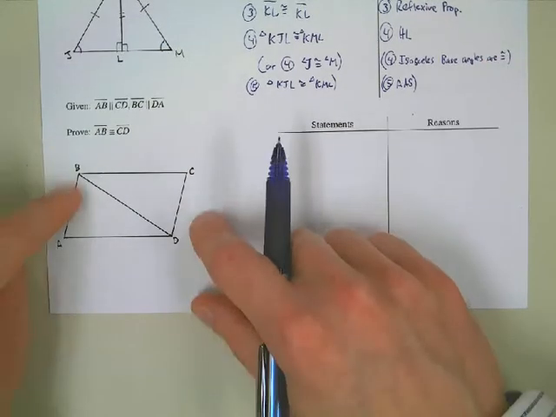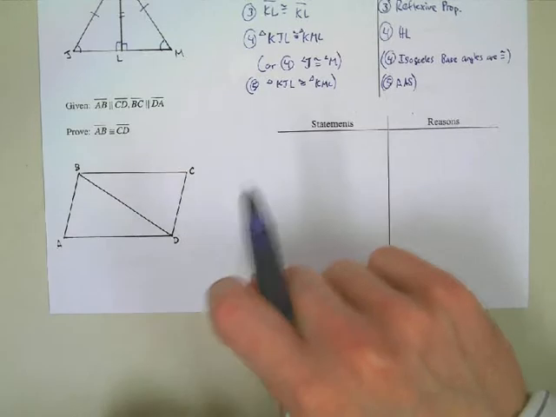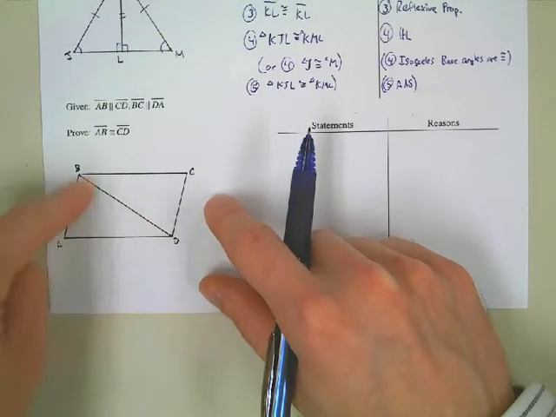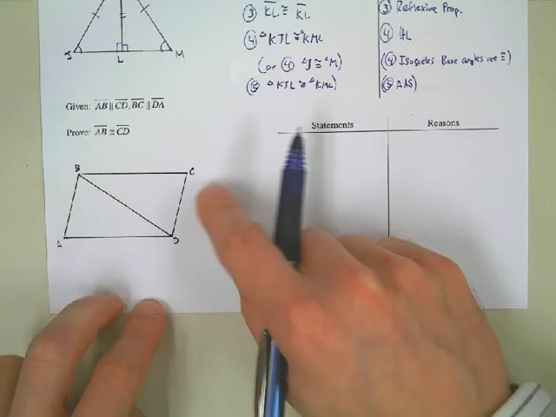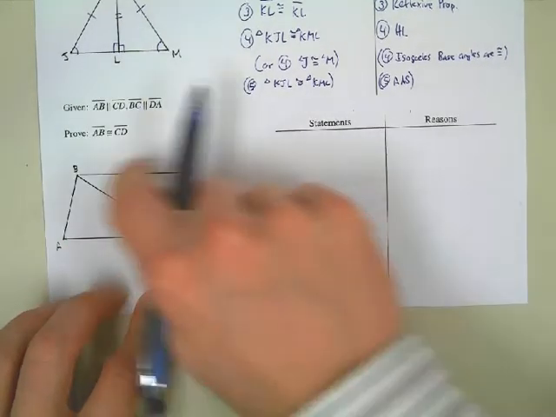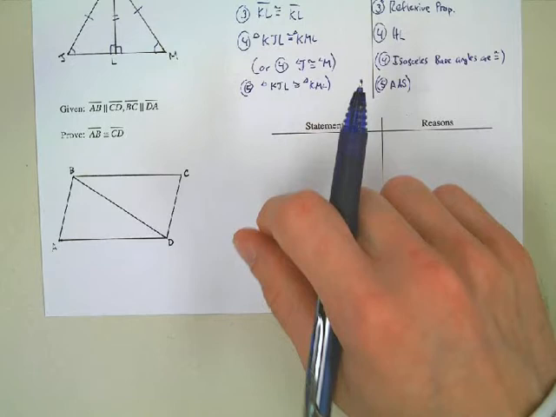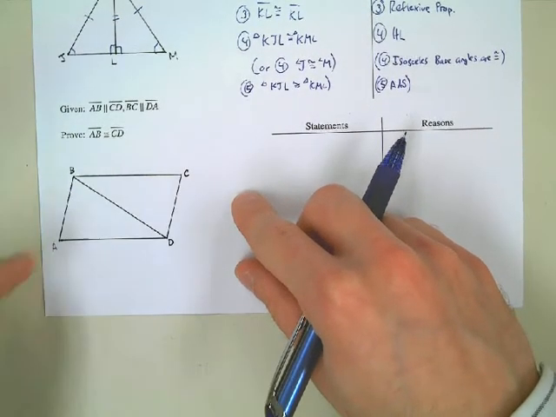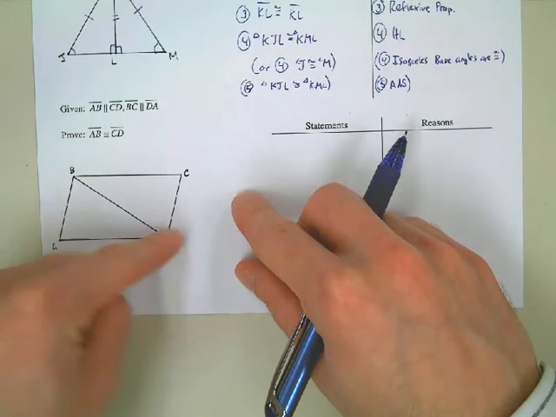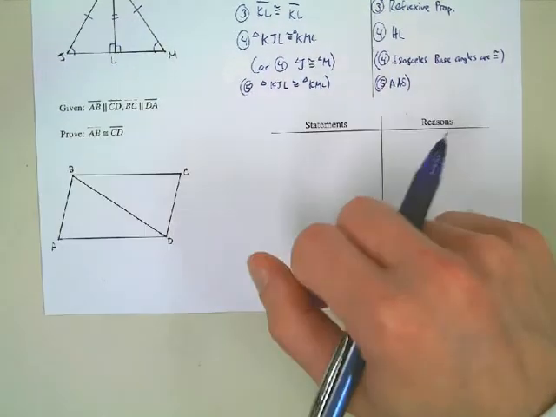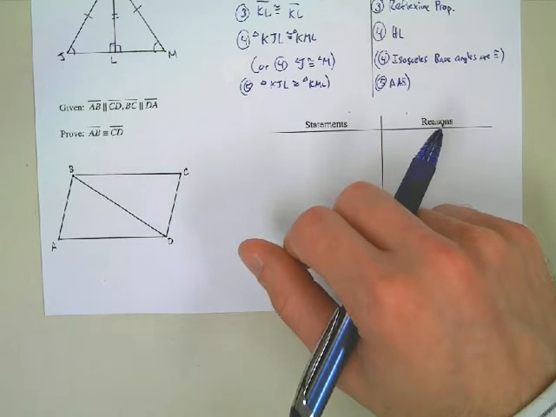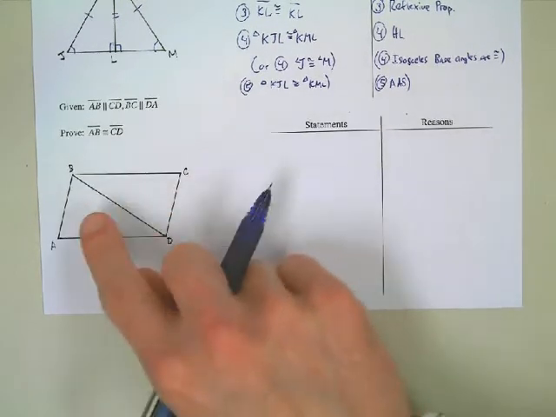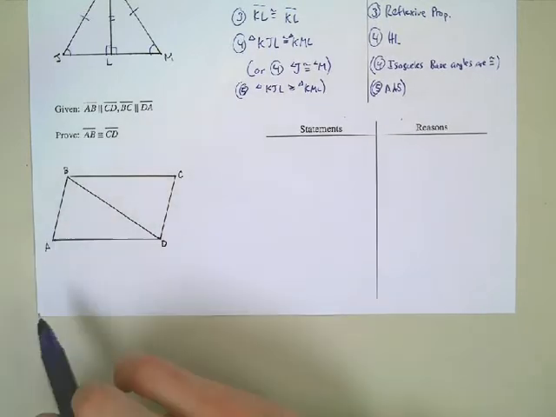Now, you'll notice that AB is part of a triangle right here, and CD is part of a triangle here. And in fact, if we were able to show that this triangle was congruent to this triangle, what would AB in this triangle match up with over here? CD, okay? So this kind of proof is what you see when you have two triangles and you're trying to prove a part of those two triangles congruent. This is what we call a CPCTC proof.